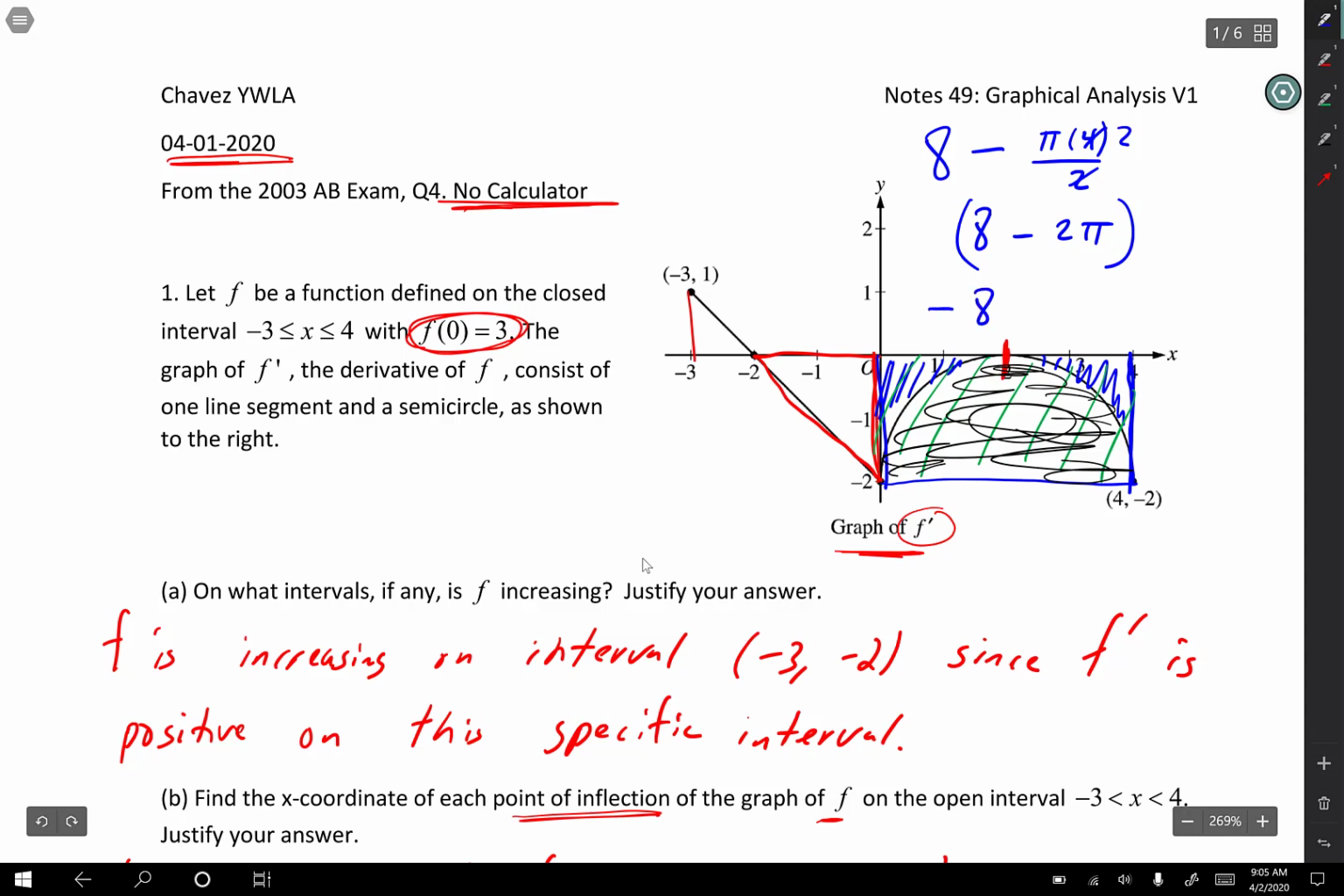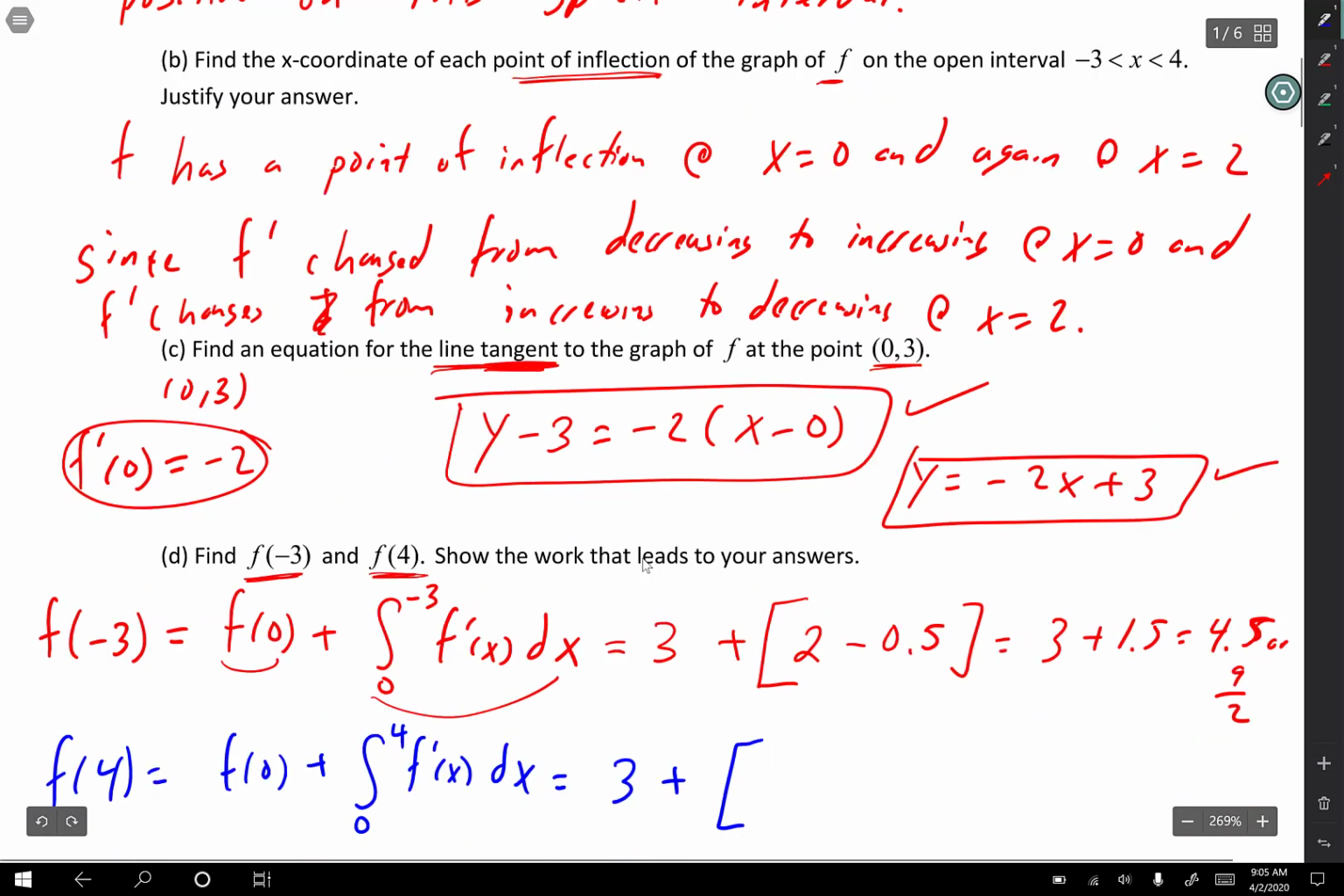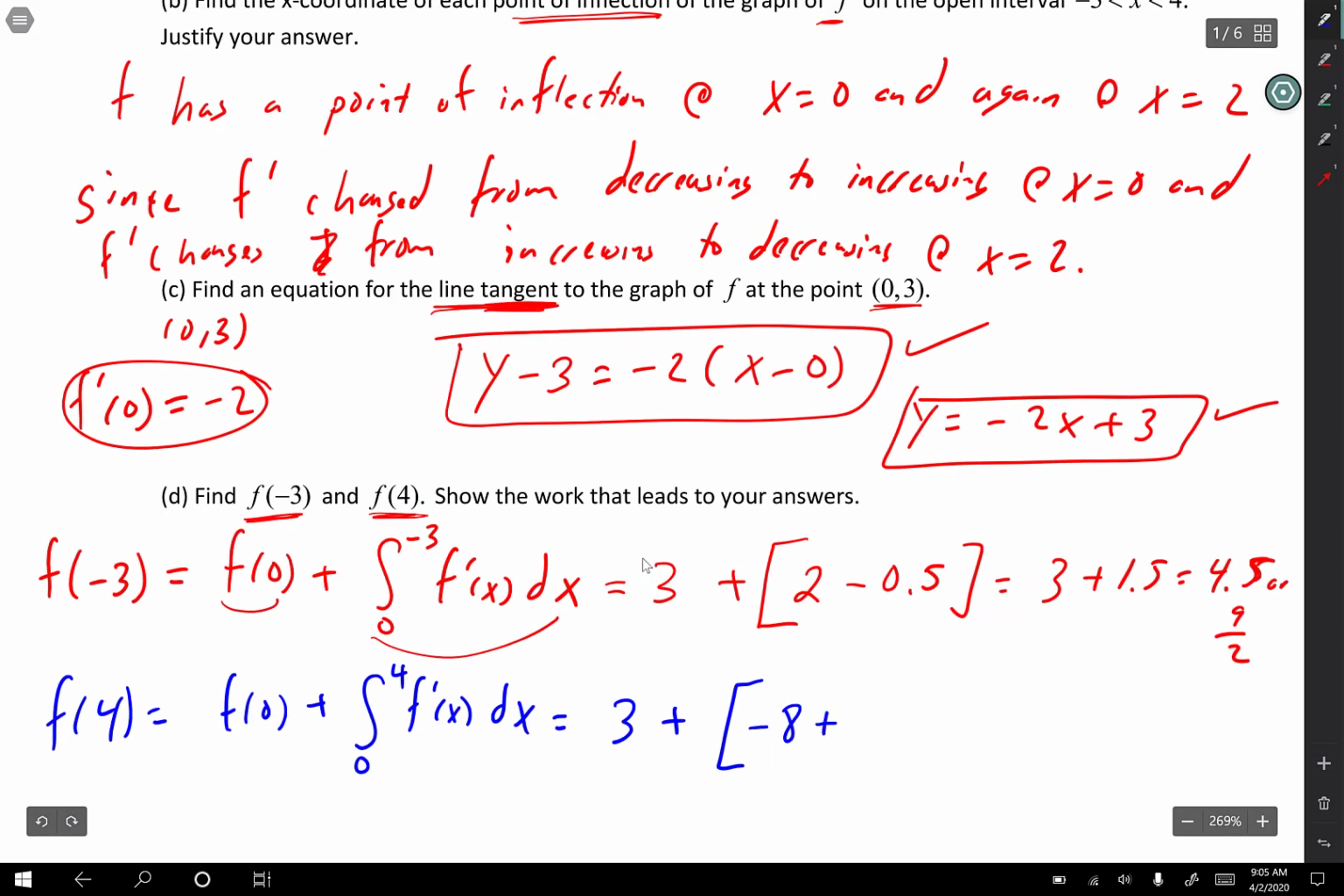So negative 8 plus 2 pi. So there it is. So I'm going to come back over here. Negative 8 plus 2 pi. And if you want to leave it like that, you can, guys. It's technically correct. But I'm going to go ahead and finish it.